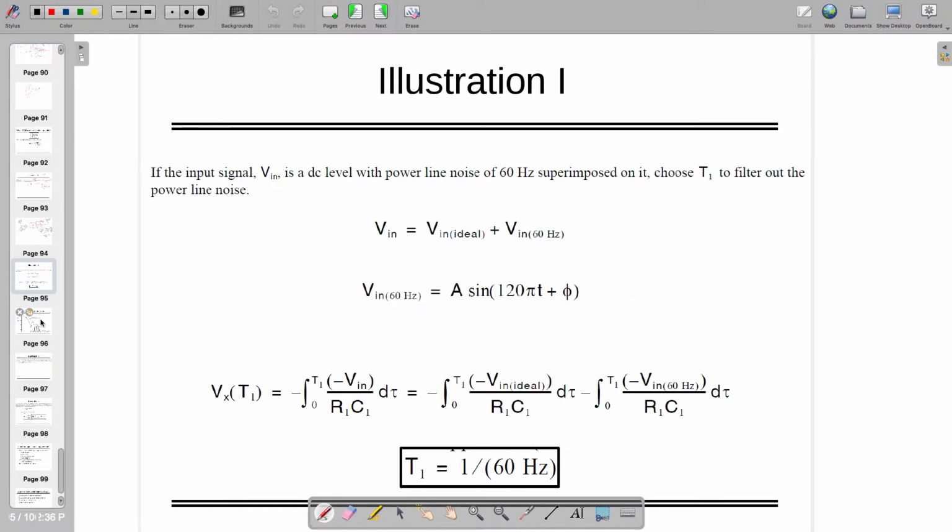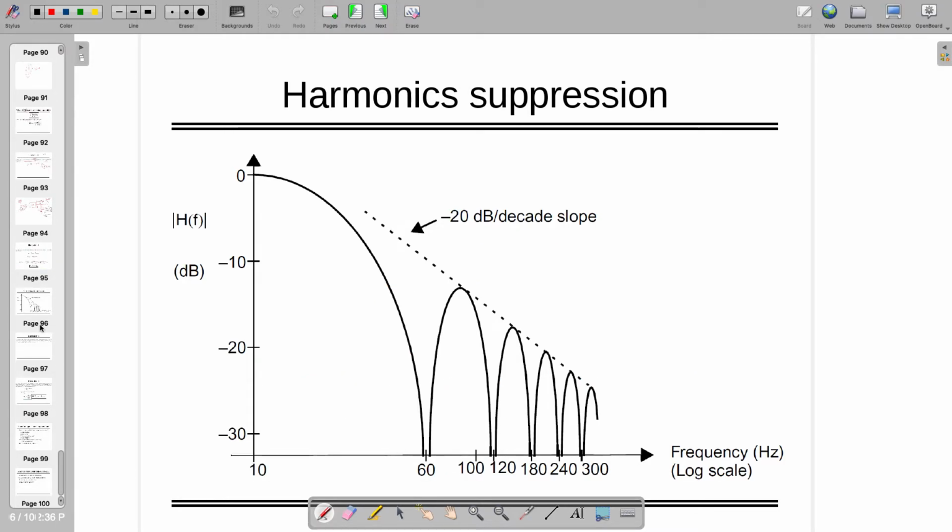You can go with the derivation also, but it will give you the same answer. Here it's 60 hertz because of America, this guy is American. So when you are doing all this, you can see that it's a minus 20 dB per decade slope in the sinc function, right? This is also known to us.